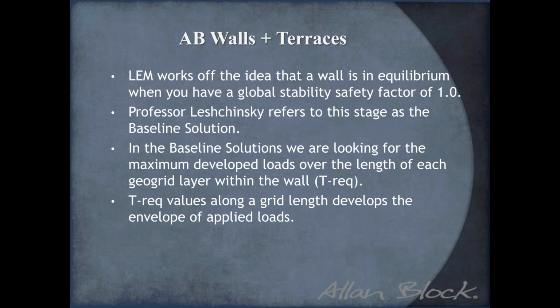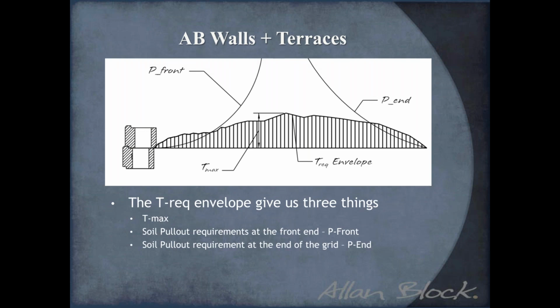So in the baseline solution, we're just looking for that maximum load that's developed along each one of the grid layers. And the T required values along that length of grid develop that envelope that I showed you in the past slide. So let's take a look at a real basic line drawing to talk about what that envelope looks like. So the T required envelope develops really three different things for the designer to look at. What is the maximum T required along that line, and where is it located?